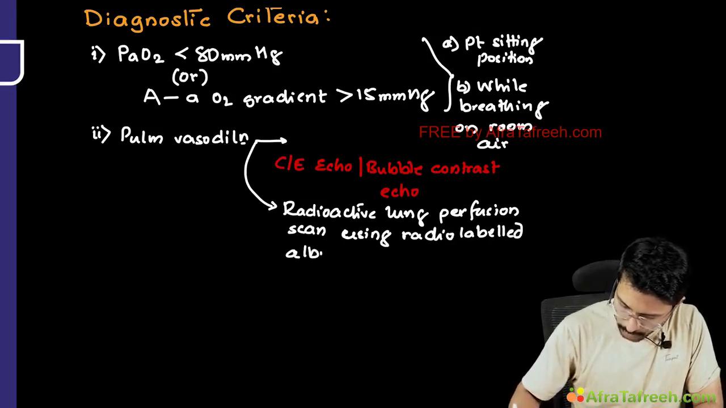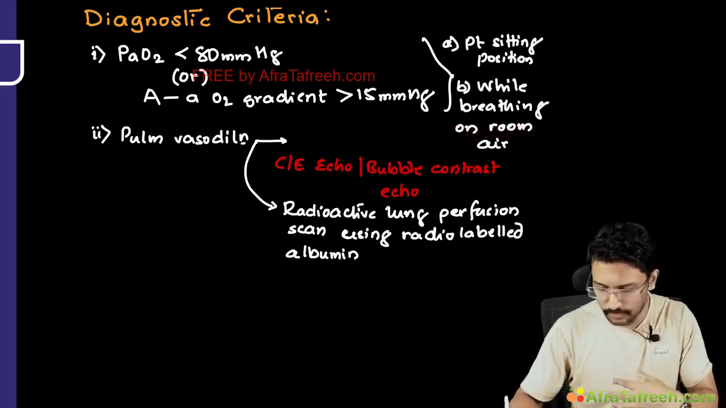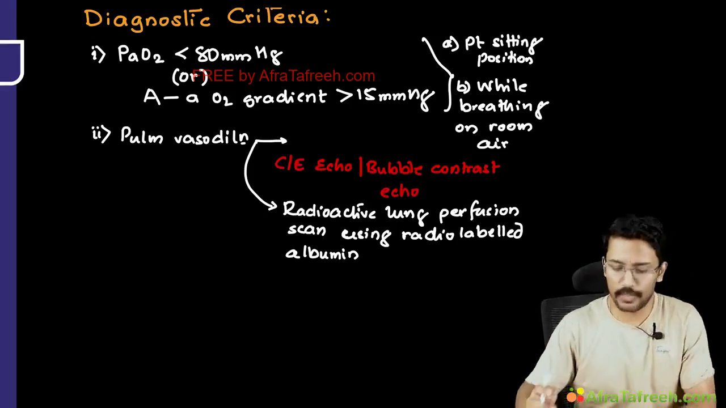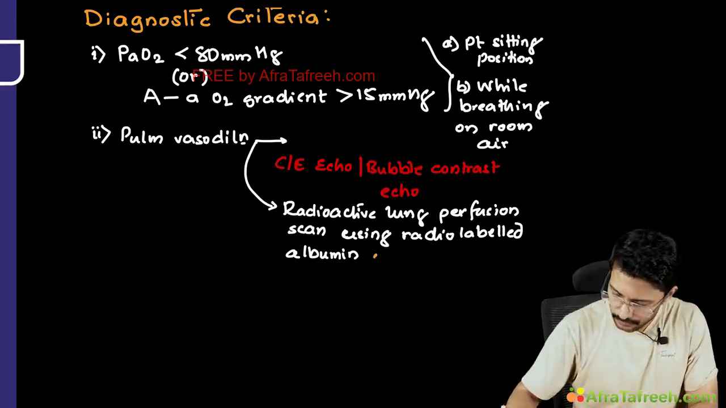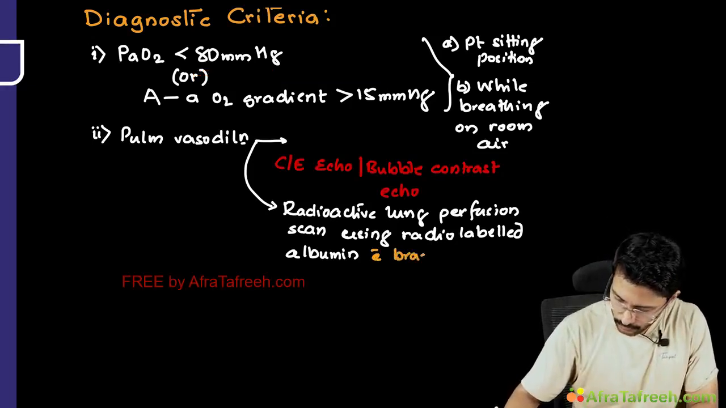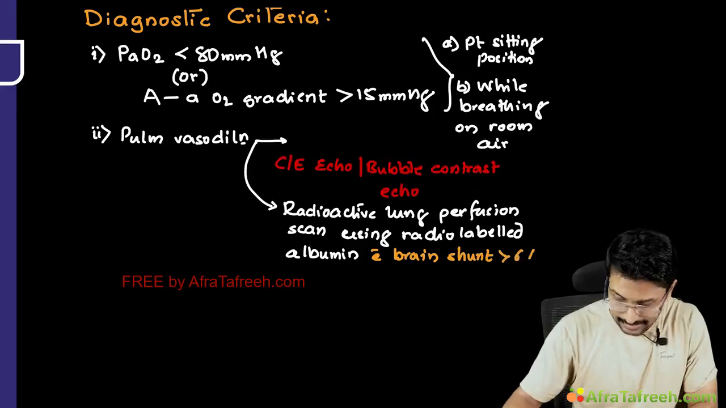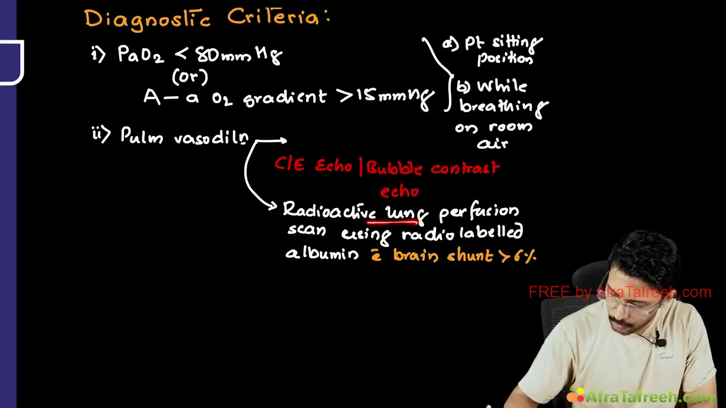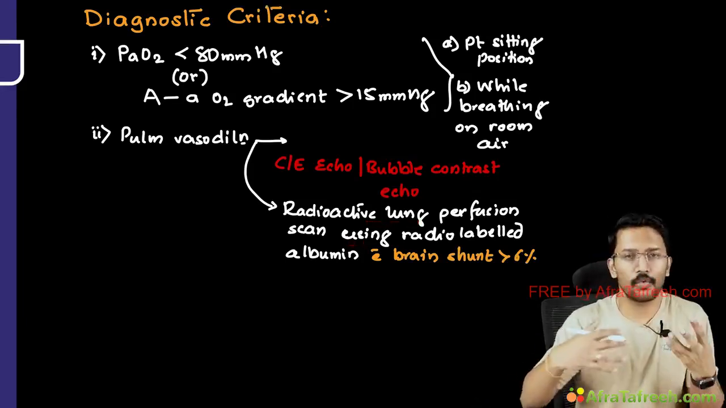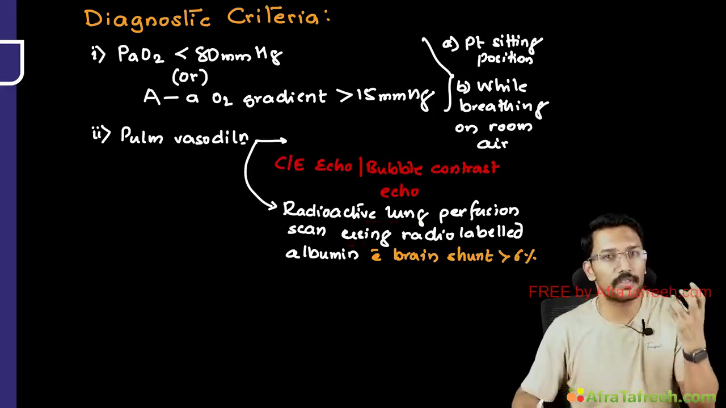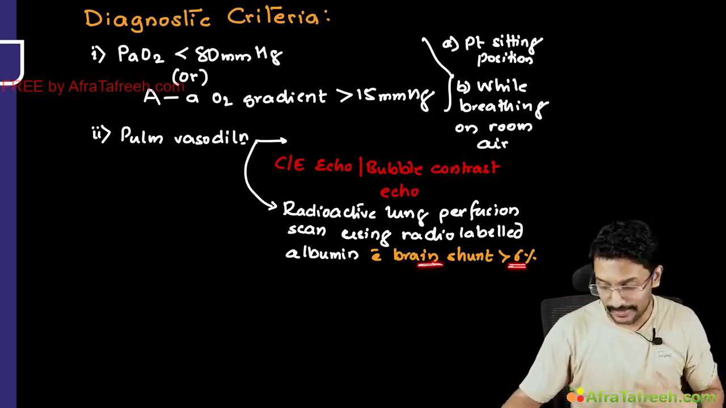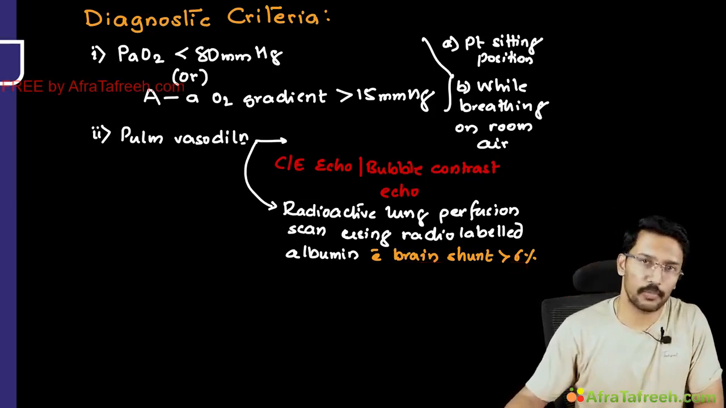And here I want you to remember one number. I'm not getting into a very detailed discussion of nuclear medicine here. Just remember one number: brain shunt quantity more than 6%. When we do this radioactive lung perfusion scan, we get to know what percentage different organs are receiving this radio labeled albumin. When it is more than 6% to the brain, that is suggestive of hepatopulmonary syndrome.